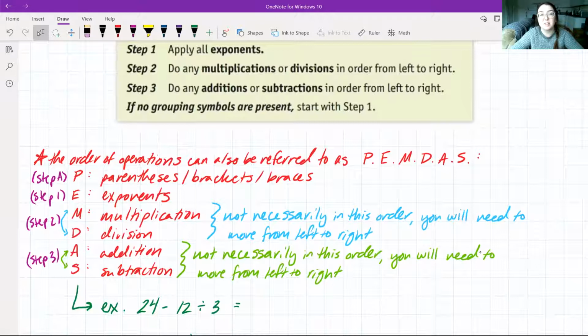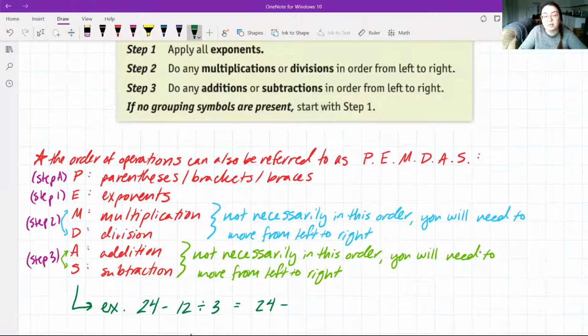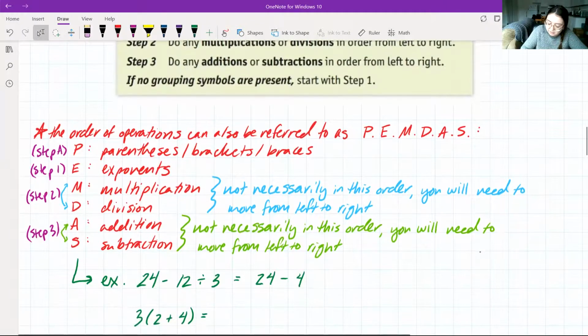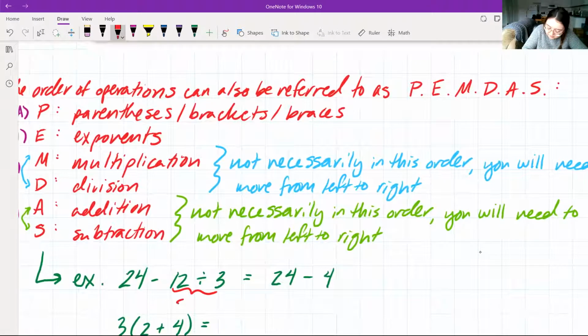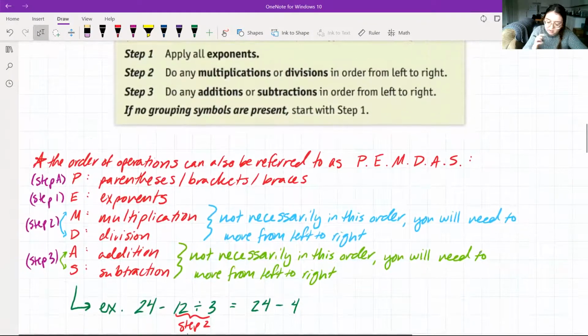Well, that's division, and that's in step 2. So we need to divide 12 by 3 first. So we're going to divide 12 by 3. So we're going to end up with 24 minus 4. And we can identify this as step 2. Now what we're left with is 24 minus 4. We have finished our step 2.